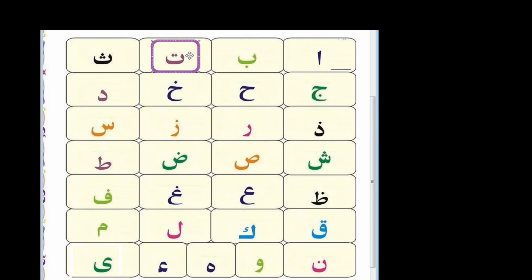Ta. How will you call it? Ta. Yes. Say again. Ta. One more time. Ta. Good. How many dots are there? Two. Where are they? On the top. Good. And what letter is it?